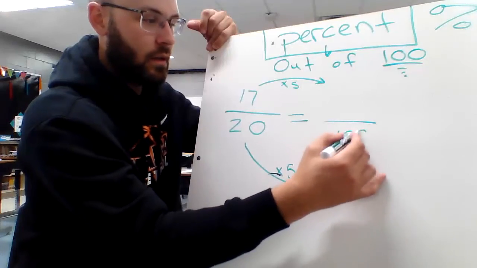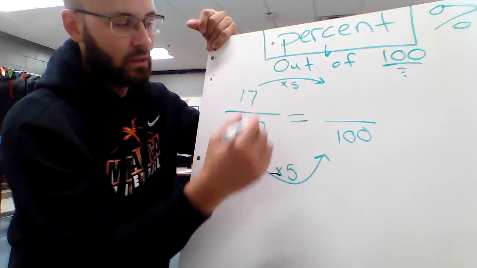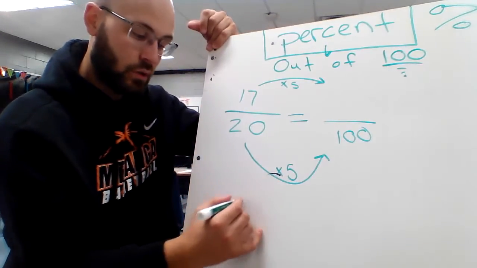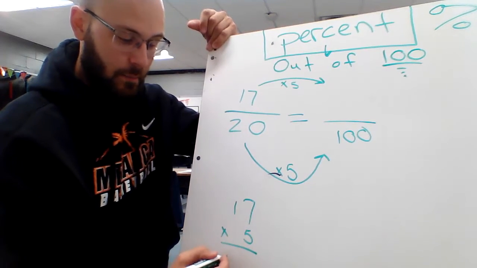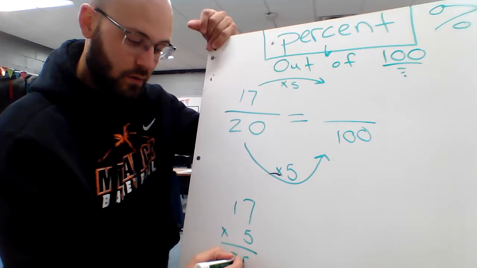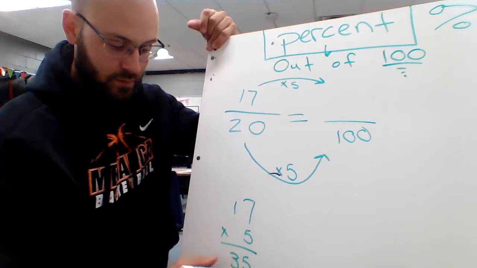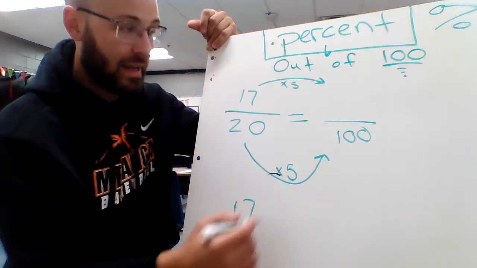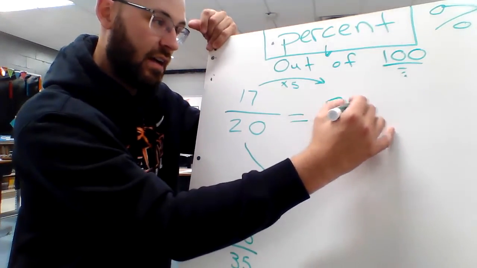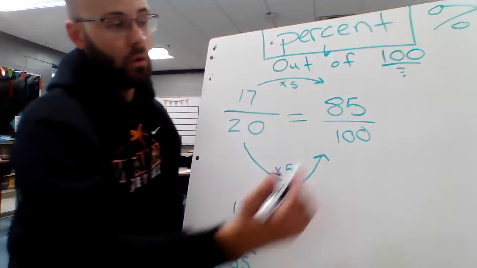20 became 100. And if you had to work this one slowly, 17 times 5, let's do it how we normally would. 17 times 5. 5 times 7 makes 35. And then 5 times 10 is 50. If I add that together, I get 85%. Or 85 out of 100.